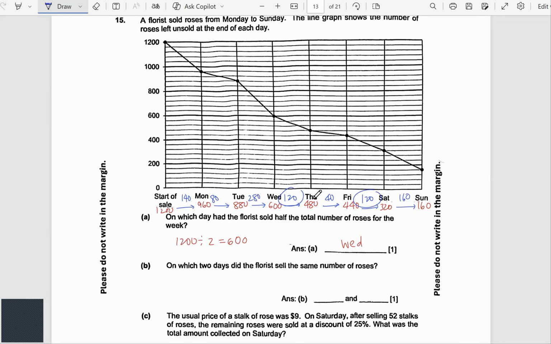Now these are the amounts left unsold at the end of each day. So this is very important. This is at the end of each day. So this 120 is sold, and then this is at the end of Thursday. Between the end of Wednesday and the end of Thursday, this 120 is actually sold on Thursday itself. Okay, so which 2 days is it? Thursday and Saturday.